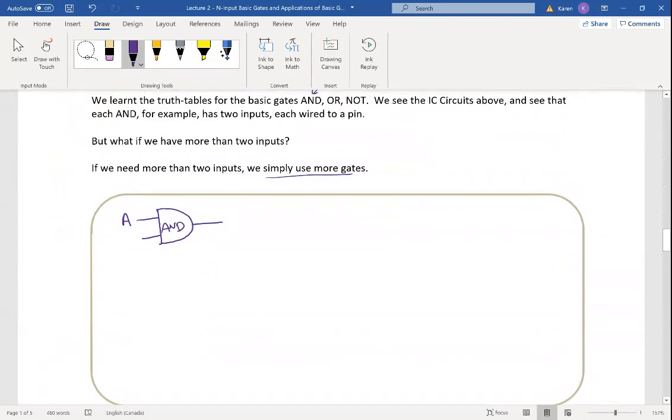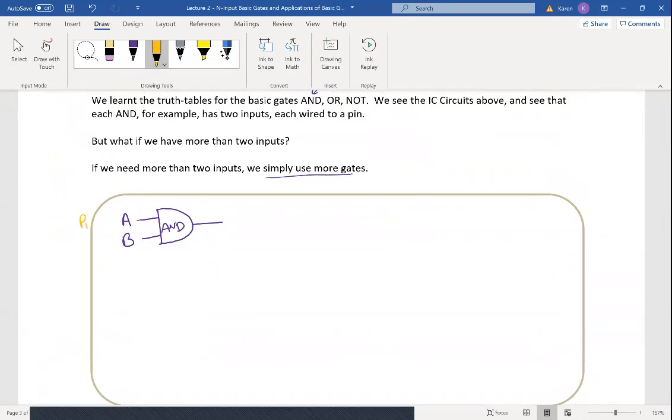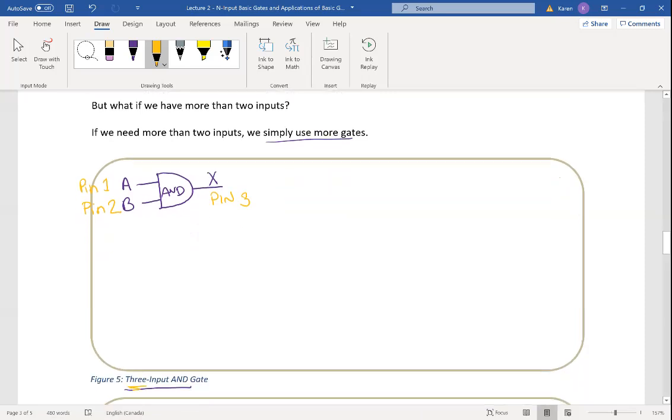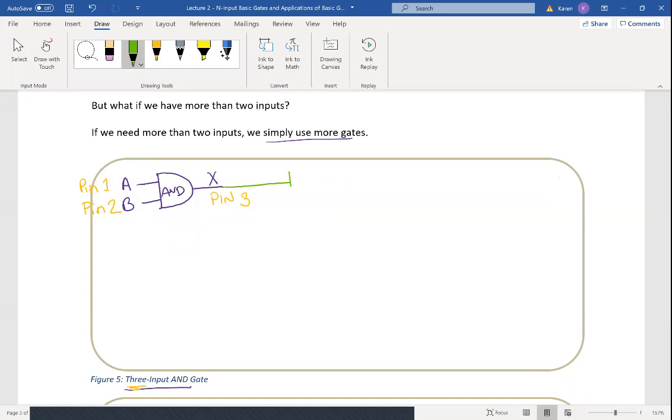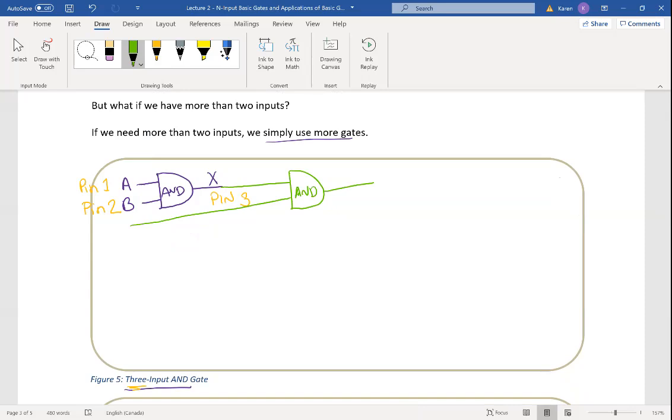So what you're going to do is take A, B, and that's going to be literally wired to pin 1 and pin 2, and X is going to come out of pin 3 in your 7404, your quad 2 input AND gates. But now I'm asking for a 3 input AND gate. So what do I do now? I need to take that and wire it to the next AND gate. So all I do is take that output from the first AND gate and put another input into that AND gate called C.